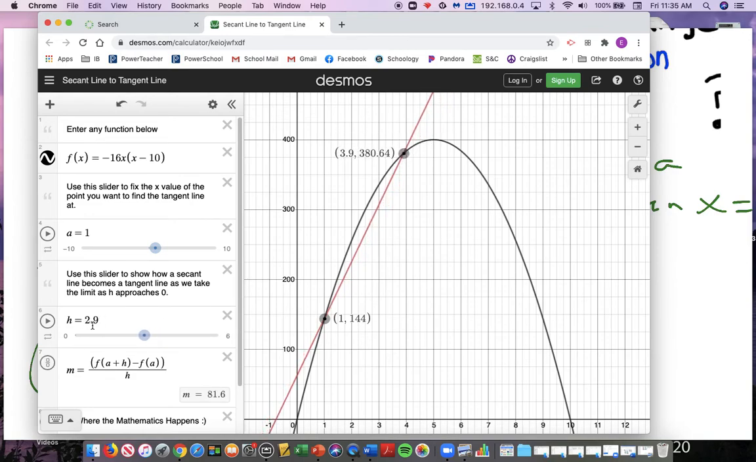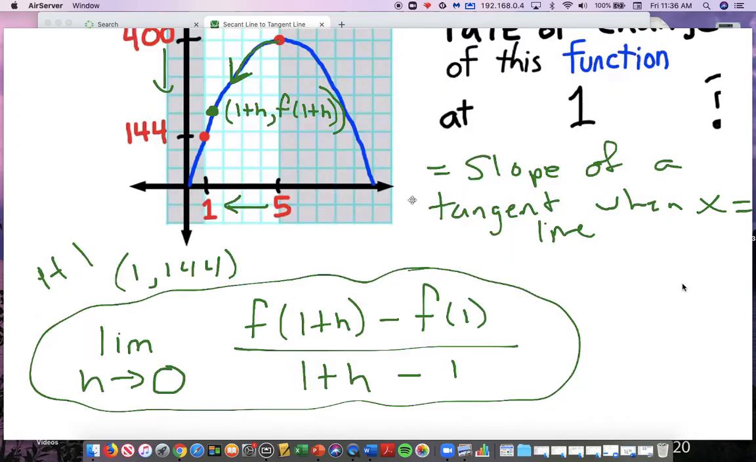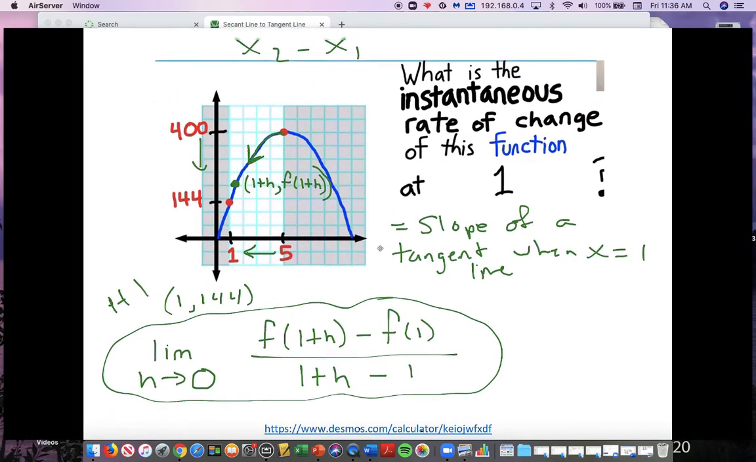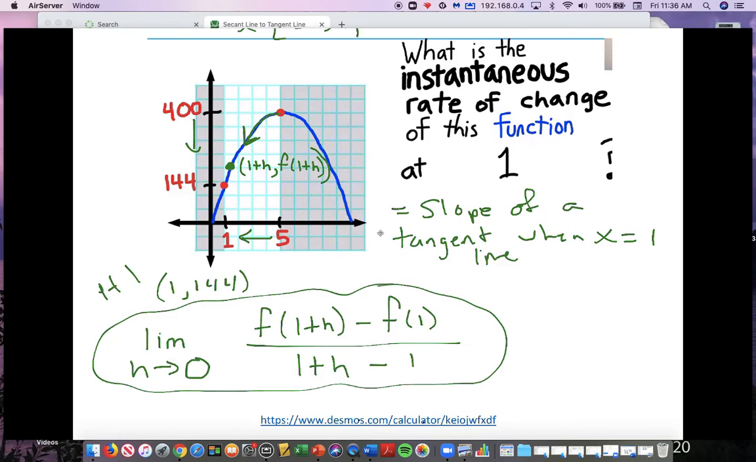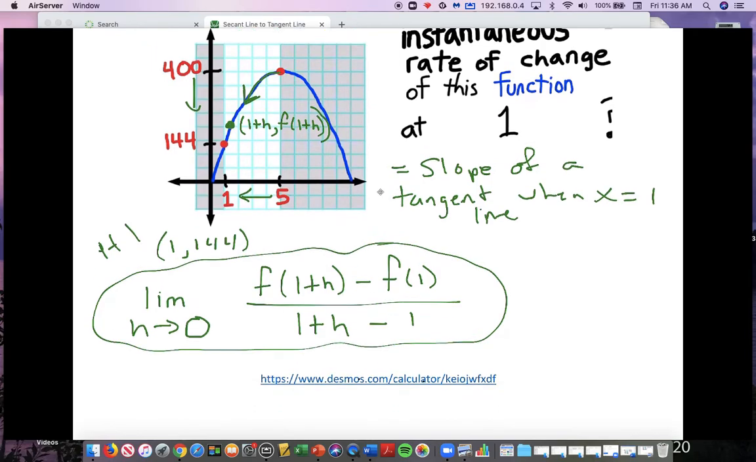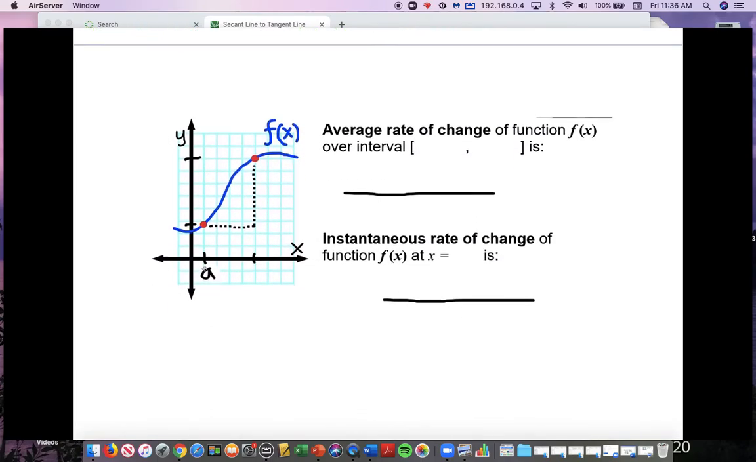So here's my h value at 2.9, and my slope is changing. And notice what I have here is the slope. I didn't write the limit notation, but I'm doing the limit notation when I take this h and make it closer and closer and closer. That idea is the idea behind the instantaneous rate of change rather than the average rate of change. And I'm using this idea behind slope. I'm just doing the same slope that you've done for years and years and years.